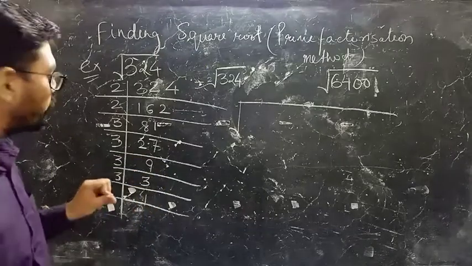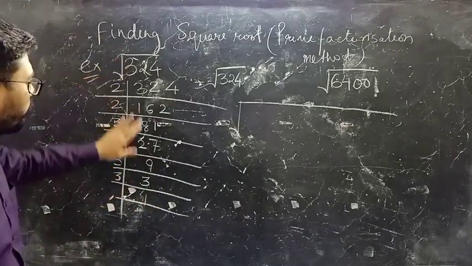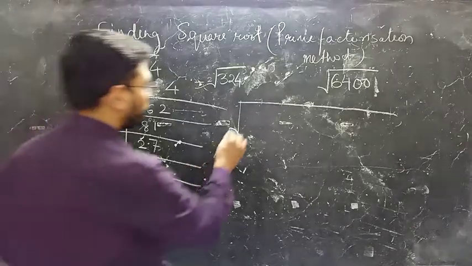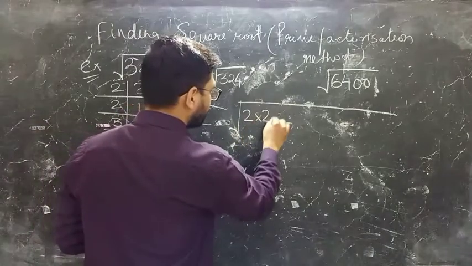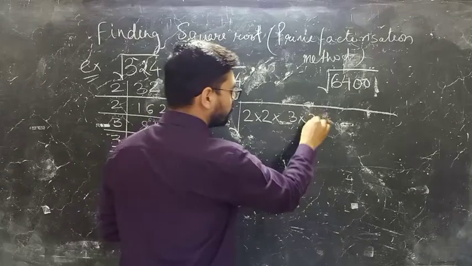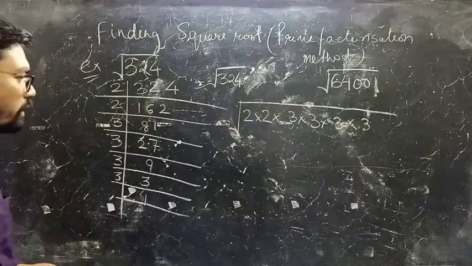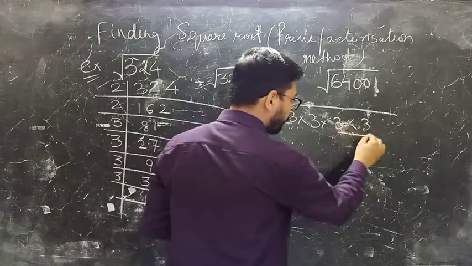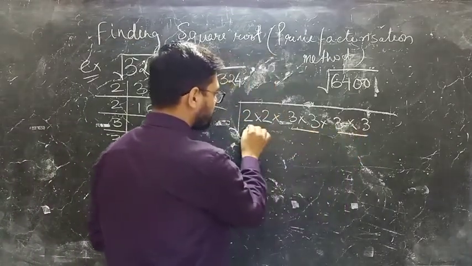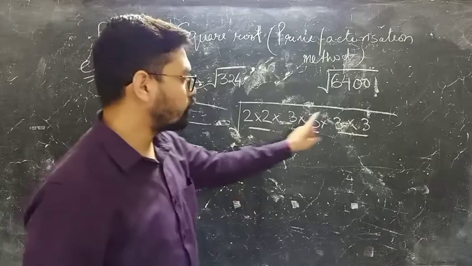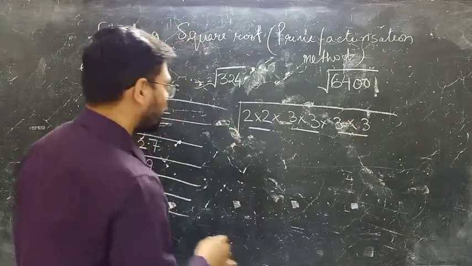Okay, 1 by 4. So 324 can be written as 2 into 2, 3 into 3, 3 into 3, right? So again, I need to make pairs, right? So this is first pair, this is second pair, this is third pair. 1, 2 and 3. So I have 3 pairs, right?